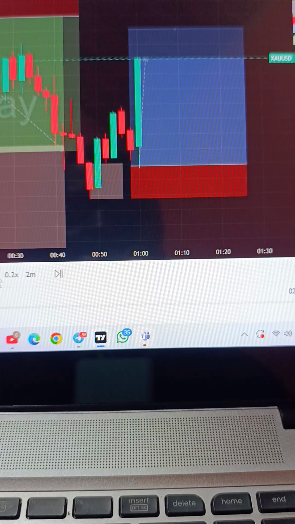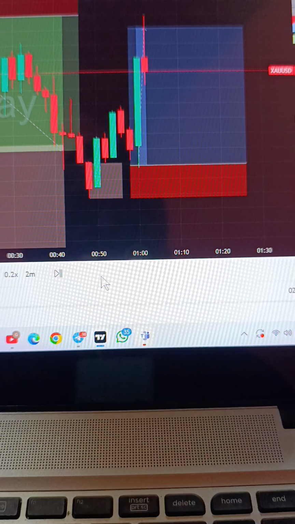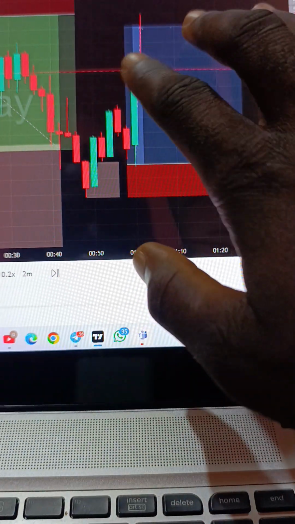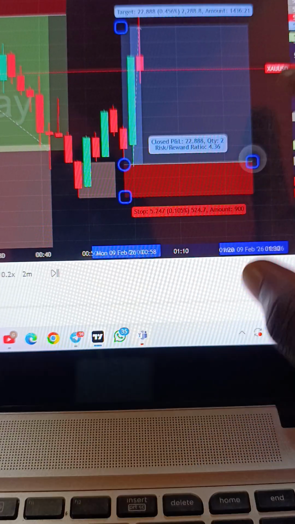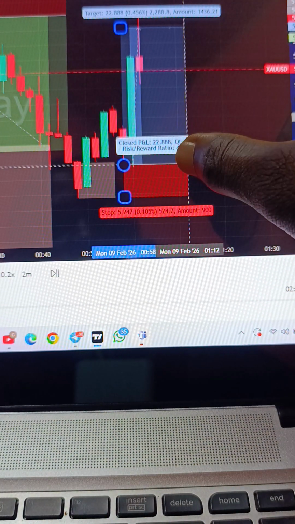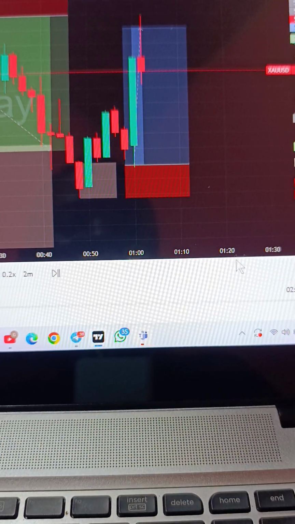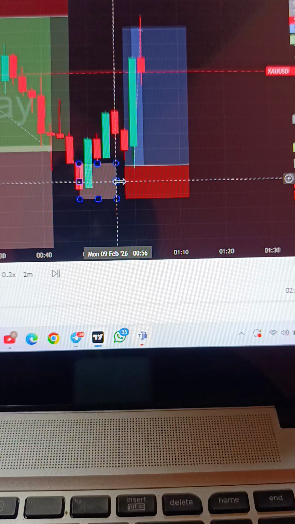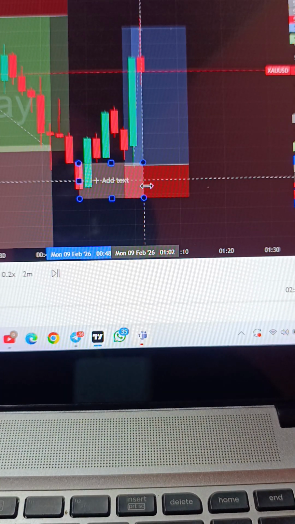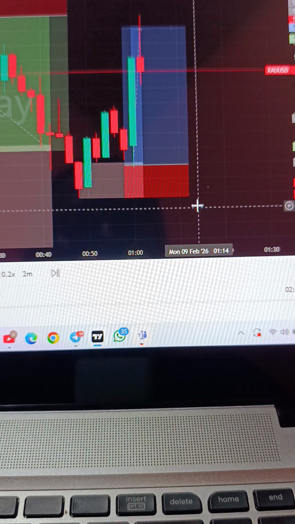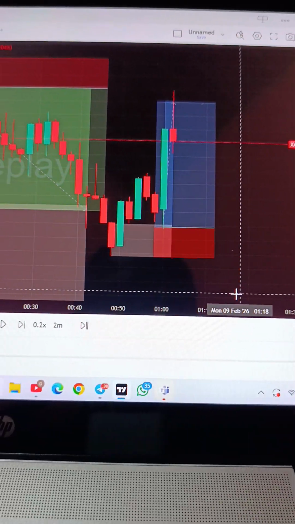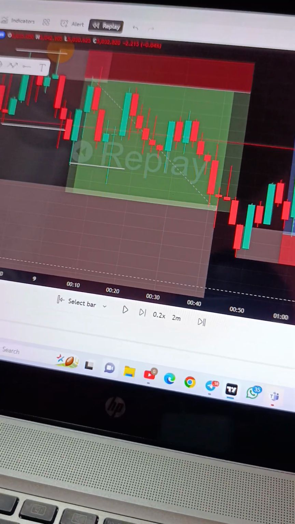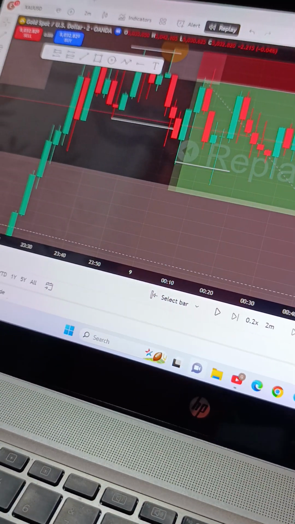Okay, and then let's see what happens. Boom, our TP has been hit. Do you get me? So in just 2 candles, our TP has been hit. So the point is not in trading the 4-hour, trading the daily, trading the 1 hour, or trading extremely higher time frame. Okay, but the point is in having a strategy that works.